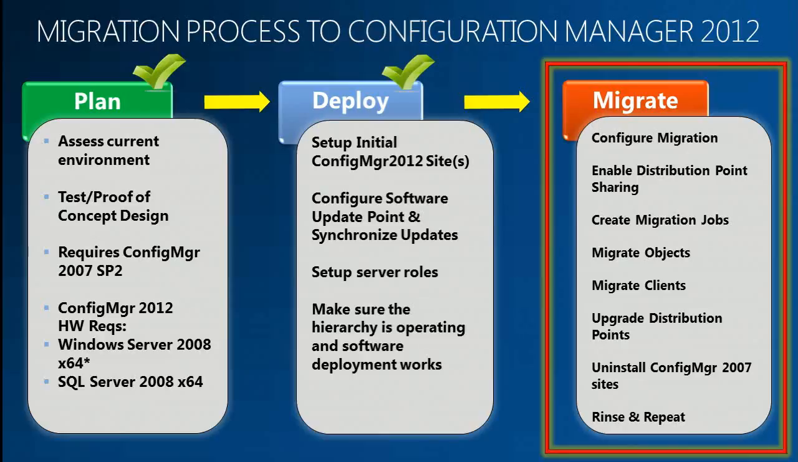So when I think of migration, I think of it sequentially. You need to enable migration, you need to configure it, and you need to configure migration and enable distribution point sharing. Those two culminate with you having configured migration. And then migrate. At that point in time, you can create migration jobs to migrate your stuff over. Then you're going to be migrating clients and upgrading distribution points. And by that time, you're pretty much done when you don't need 2007 anymore, and you can decommission that stuff. And then you rinse and repeat based upon the sites that you have. So that's how I think about migration as you go along. You need to enable it, you do jobs, upgrade clients, and upgrade distribution points.